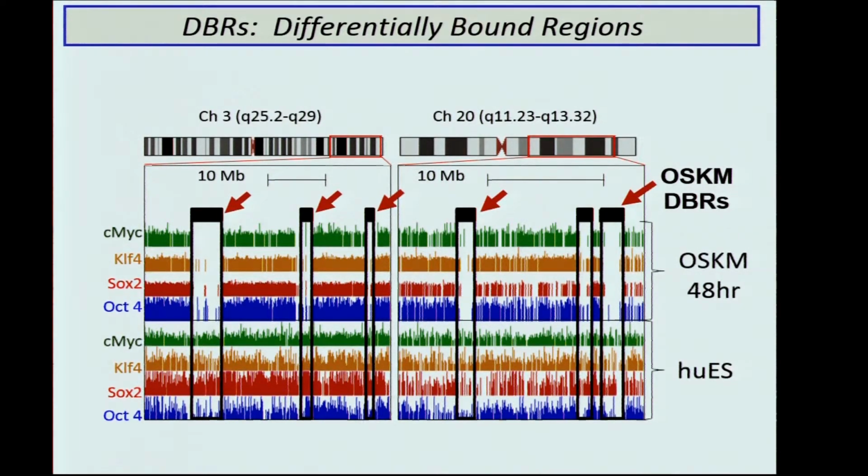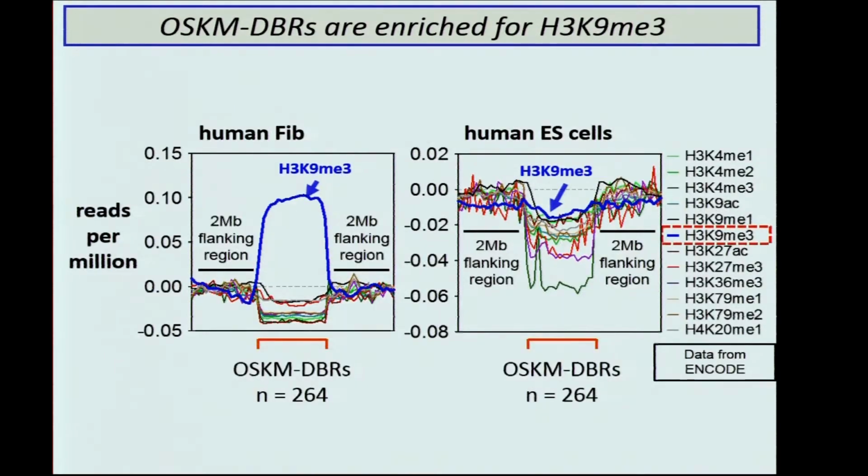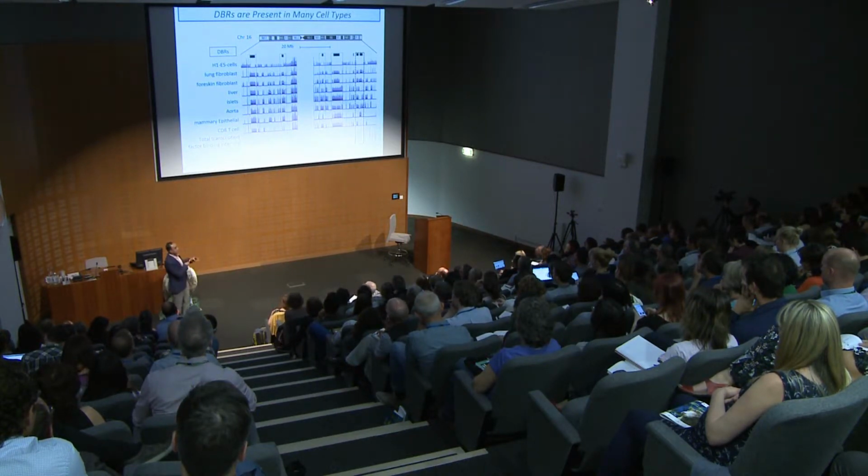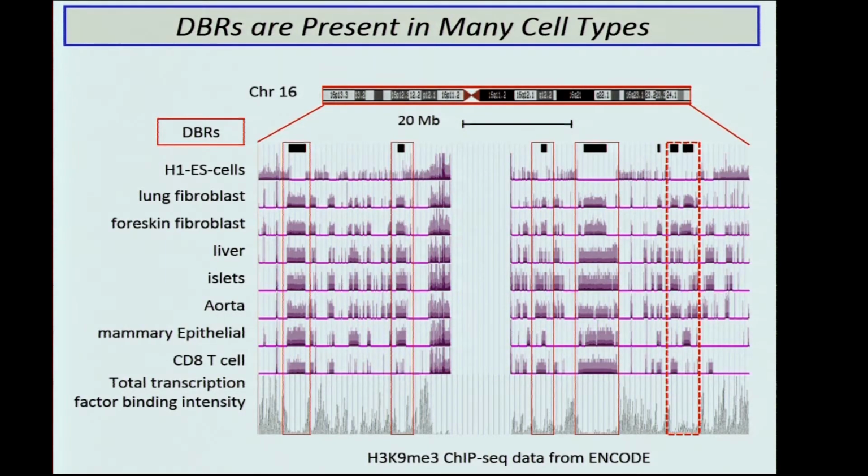When we looked at their chromatin state by looking at different histone marks, what we found is that the heterochromatin histone modification mark H3K9 trimethylation, which Sir Ian mentioned in his talk earlier, is specifically enriched at these sites in human fibroblasts, but not in ES cells. So these sites are open in ES cells, and these factors can bind to them, but not in human fibroblasts. What's also surprising is that these large chunks of the genome, which represent a sixth of the genome, are almost identical in a lot of cell types, and some of them are more cell type specific.